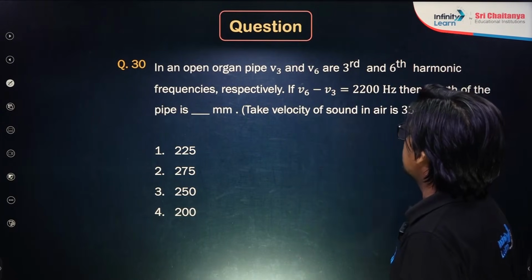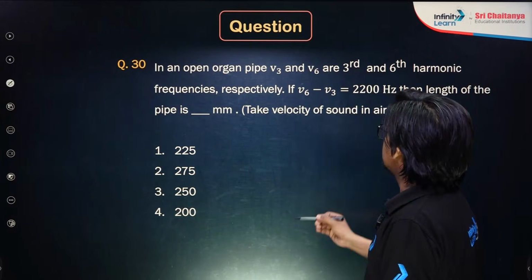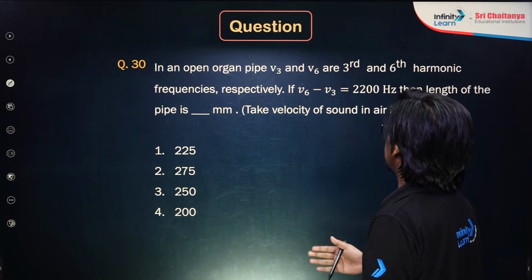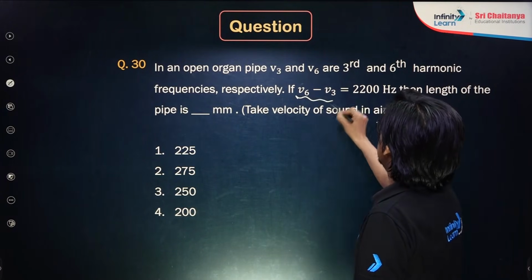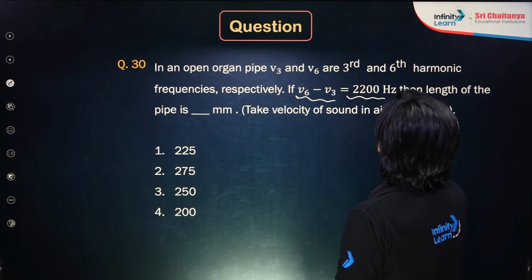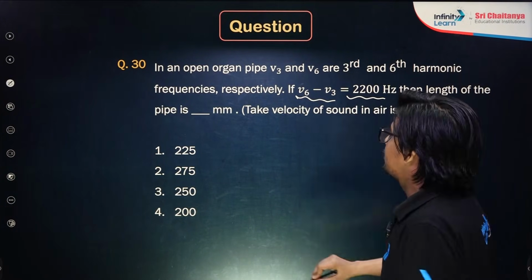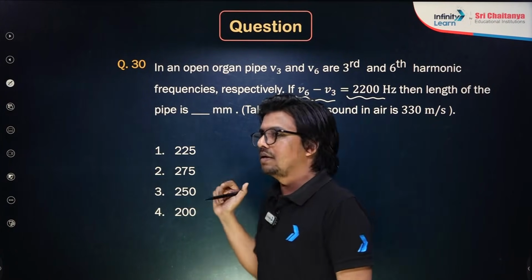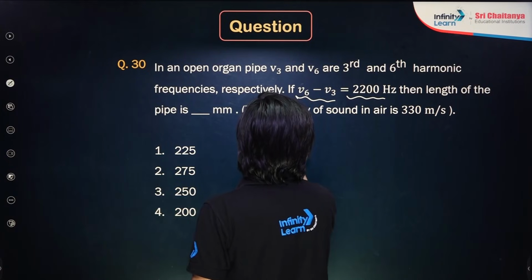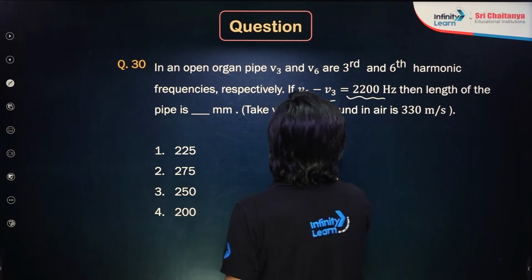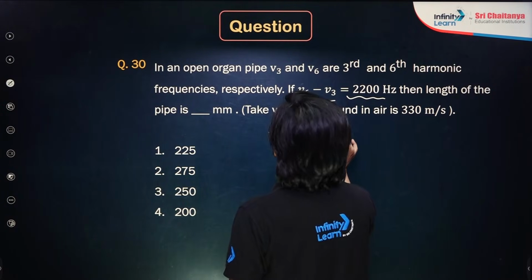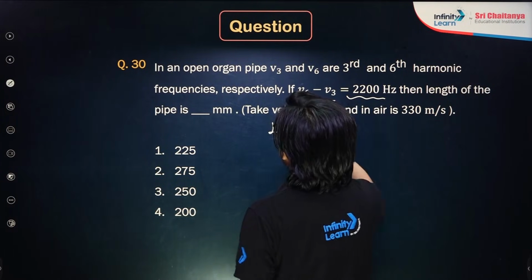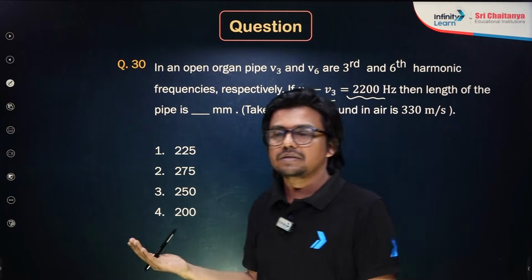In an open organ pipe, nu3 and nu6 are third and sixth harmonic frequencies respectively. If nu6 minus nu3 is 2200 hertz, then the length of the pipe is? Okay, so you can write that for the nth harmonic, the frequency is given by n into velocity, the speed of sound in the open organ pipe, and obviously there is air.